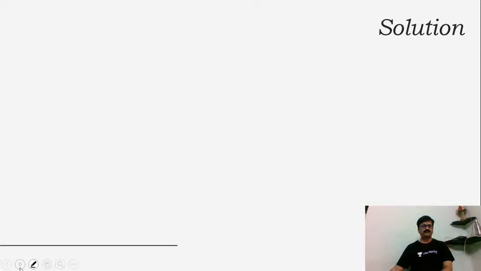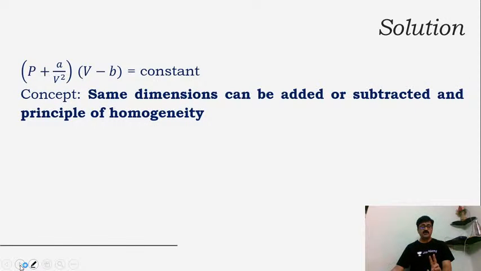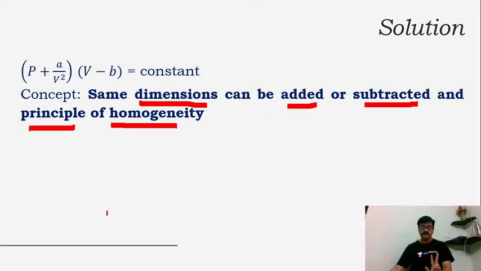Now as you can see here, I'll be considering this equation once again. (P + a/v²)(v − b) = constant. Now as we know that similar dimensions can be added or subtracted, as well as the principle of homogeneity. Now these are two concepts that I'll be adopting here. So the concepts would be what? Same dimensions can be added or subtracted, and principle of homogeneity. Now these are two concepts that I'll be using in this particular situation.